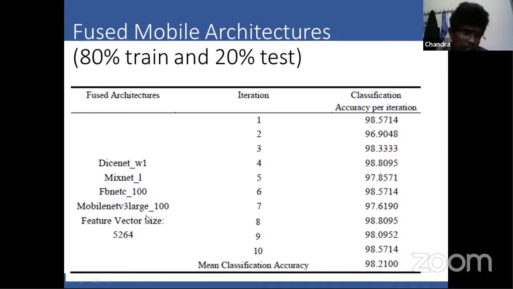By concatenating the features from these four mobile CNN architectures, the mean classification accuracy obtained is 98.2. Iteration-wise, when we see the classification accuracy per iteration, there's no problem at all with reference to overfitting of the model. There's no overfitting with this. That ensures that irrespective of the shuffling, the model is going to give you better accuracy. But the feature vector size is 5,264, which is obviously larger than the individual feature vectors.